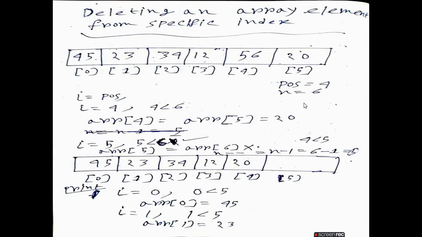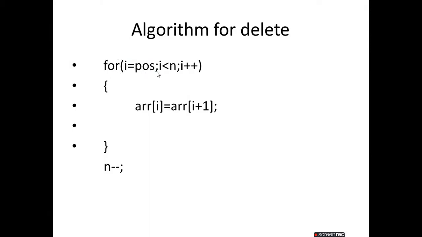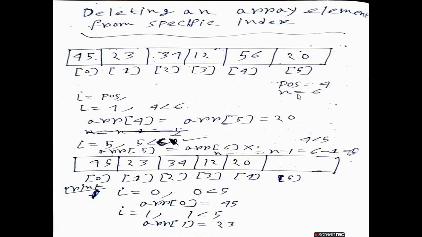Now what is the value of n? N means how many elements are in the array. Total 6 elements: 1, 2, 3, 4, 5, 6. So n equals 6. Now go to this for loop: for i equals pos; i less than n; i plus plus. So i equals pos. What is the pos value? 4. i equals 4.